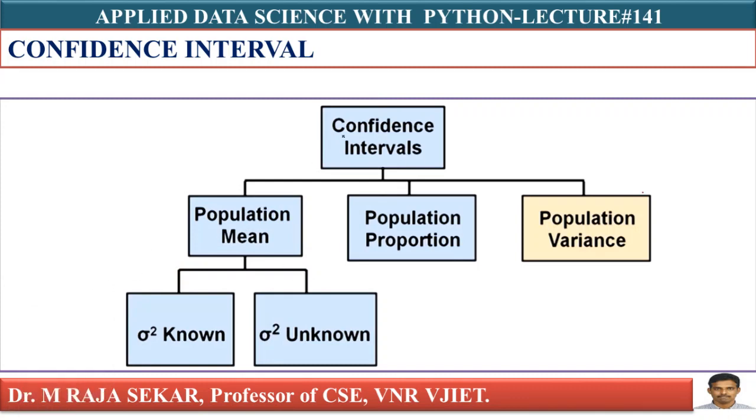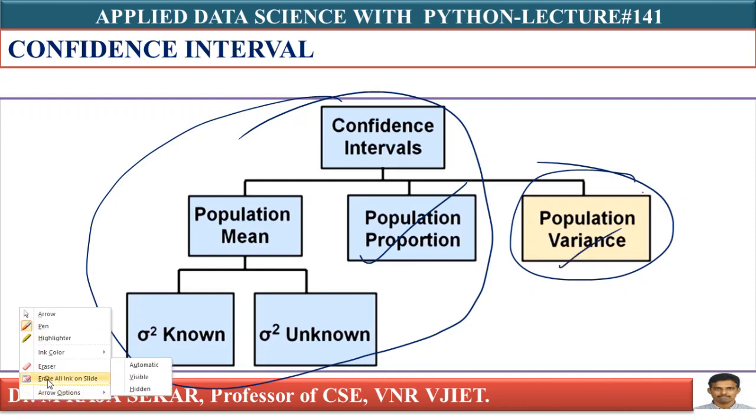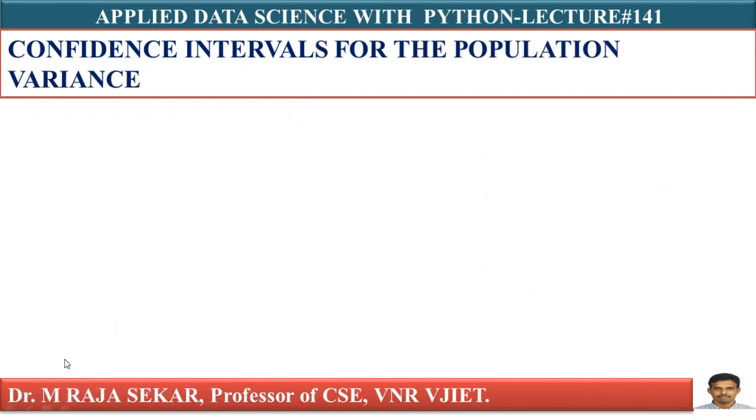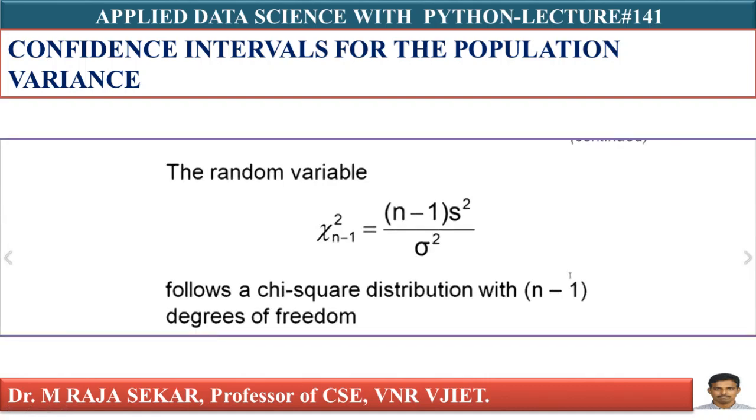Now, I can say we completed this entire portion. Just now we discussed population proportion estimation. The last topic of this lecture is population variance. How can I estimate population variance with the help of sample variance? This is the formula for the chi-square distribution: chi-square with n-1 degrees of freedom equals (n-1) times s square by sigma square.